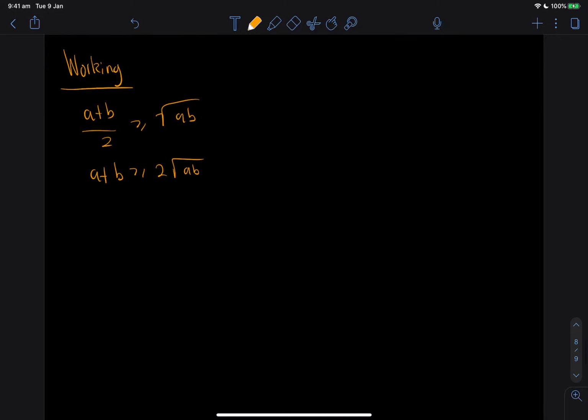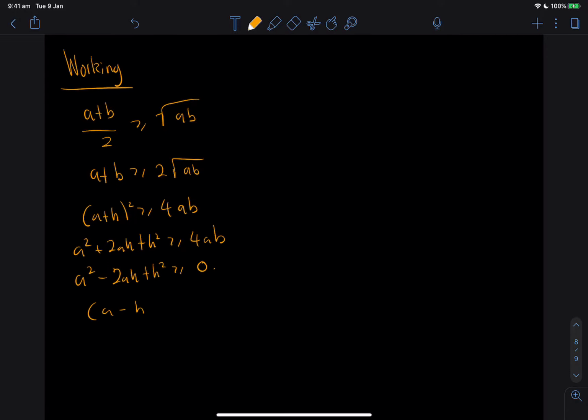Cool. So expanding both sides, I can square this. (a + b) squared is greater than or equal to 4ab. Then I can expand this, and that becomes a squared plus 2ab plus b squared is greater than or equal to 4ab. Then we move this to the other side, and we get a squared minus 2ab plus b squared is greater than or equal to 0. And then (a - b) squared is greater than or equal to 0. And this is what we needed. This is actually a given fact.